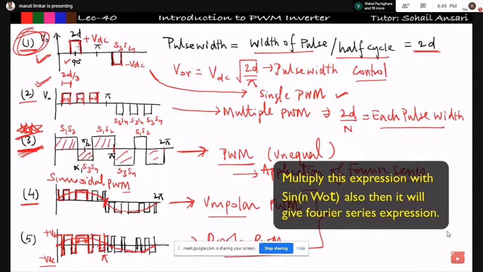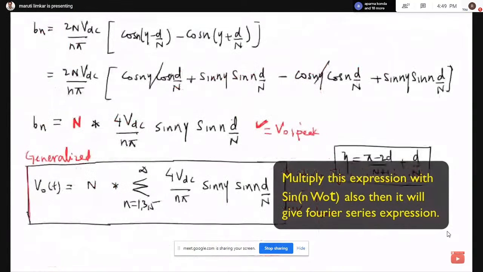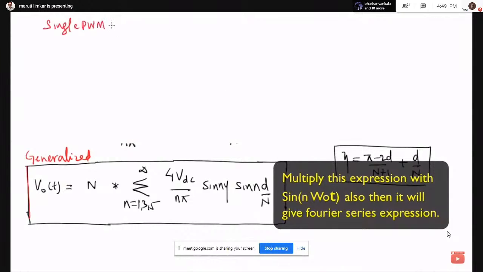Okay, so what is the value of n? The value of n will be equal to 1. So for single PWM technique, I am omitting this. For single PWM technique, the value of n will be equal to 1. Now tell me what is the value of gamma. Gamma will be equal to pi minus 2d upon n plus 1 plus d by n. Right? Put n is equal to 1, it will be equal to pi by 2 minus d plus d. So gamma will come out to be pi by 2.